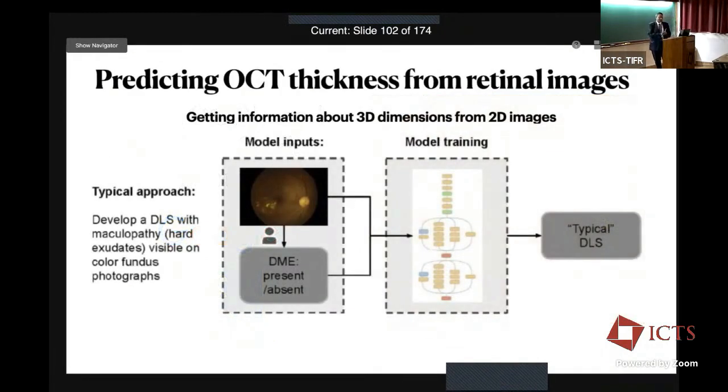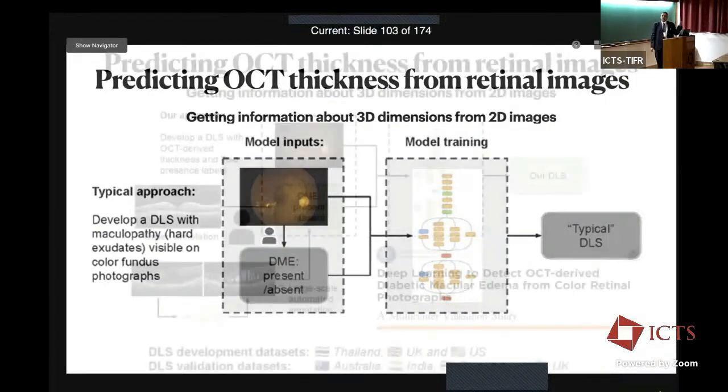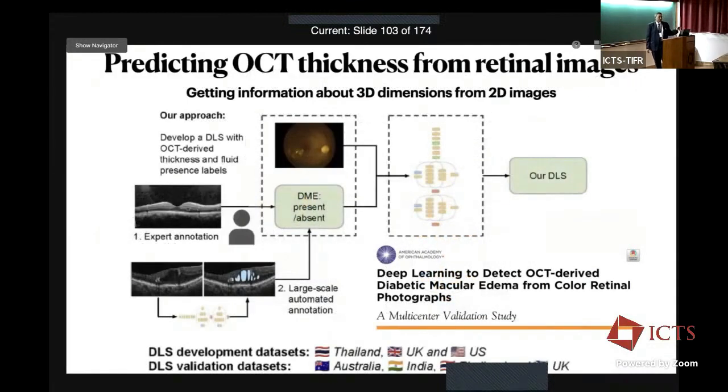If they are in the center part, the typical approach is that we train the model using these images, whether DME is present or not. What we did was a bit different. We used the OCT data, and from the OCT, we labeled the retinal photograph and then trained the algorithm.